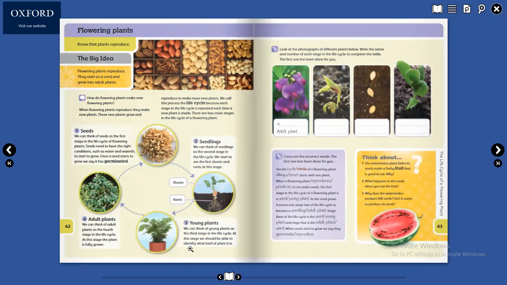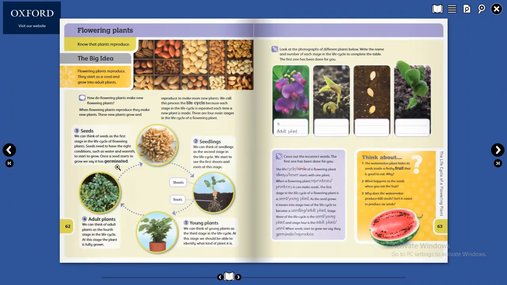Young plants. We can think of young plants as the third stage in the life cycle. At this stage, we should be able to identify what kind of plant it is. Okay, adult plants, Khalid. Number four, adult plant. We can think of adult plant as the fourth stage in the life cycle. At this stage, the plant is fully grown. Fully grown means it becomes big and finished. Thank you so much.